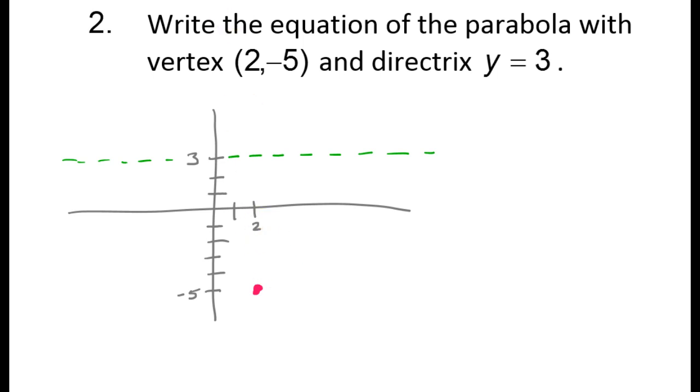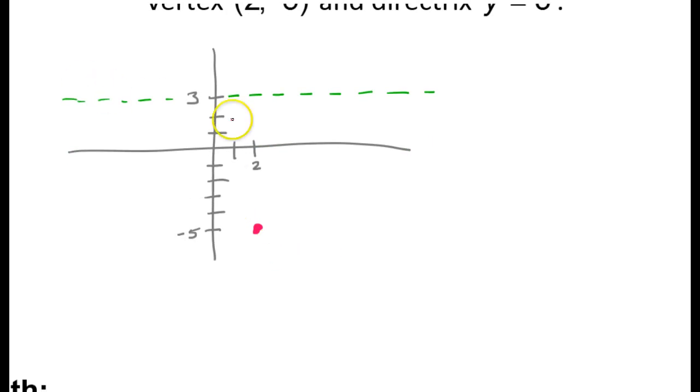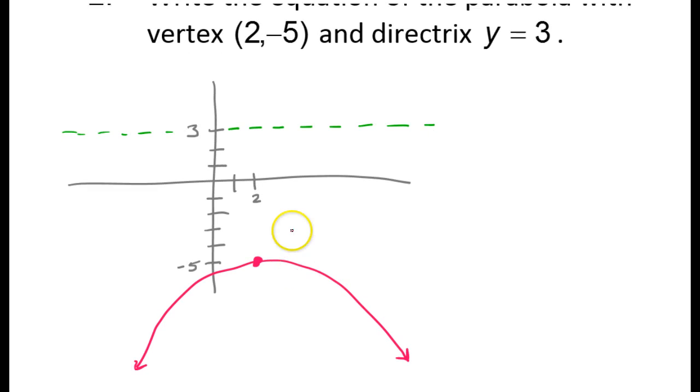We know that the parabola has to open away from the directrix. So since the directrix is up here, the parabola must open in this direction. Okay. Now, because the parabola is facing down, it's vertical.